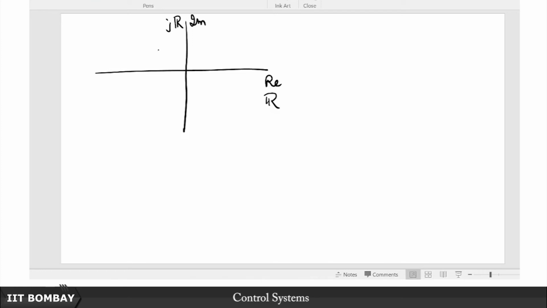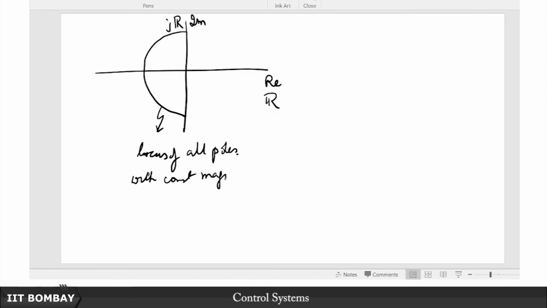Now notice that if you want to draw the locus of all such points whose magnitudes are constant, it's going to be a part of a circle, but remember we have only dealt with systems which are stable, whose poles are on the left half plane. So therefore we are only going to deal with a semicircle like this. So this is the locus of all poles with constant magnitude.